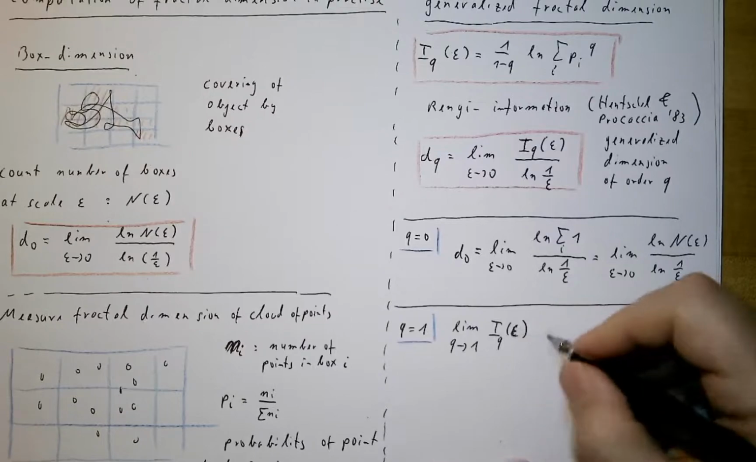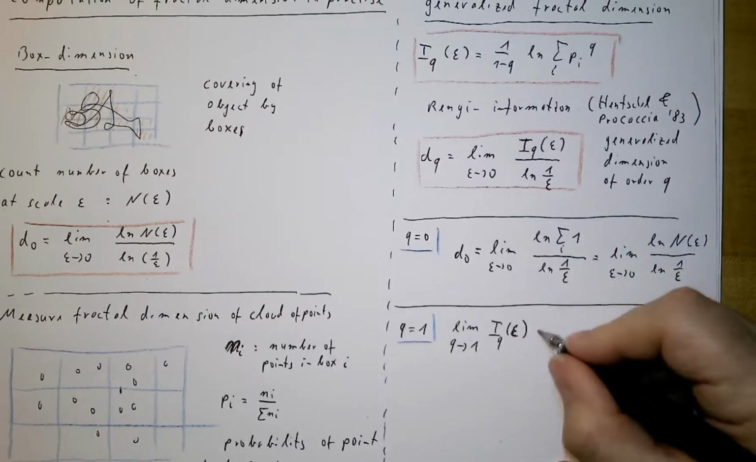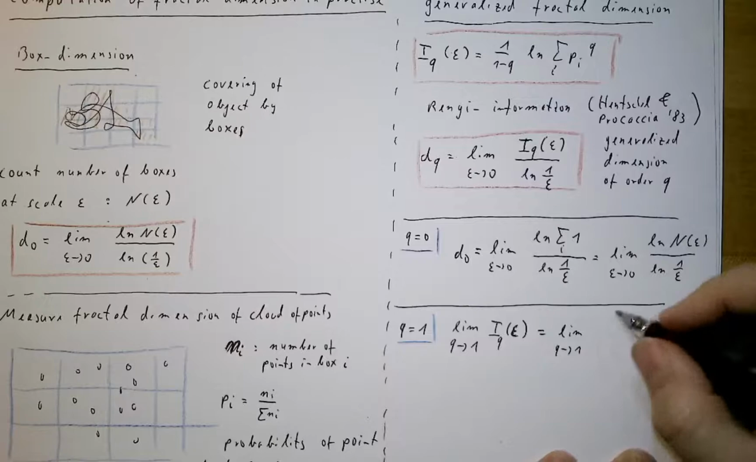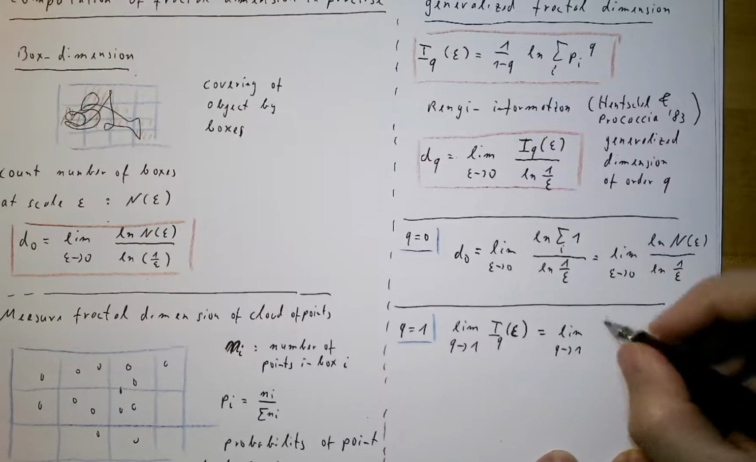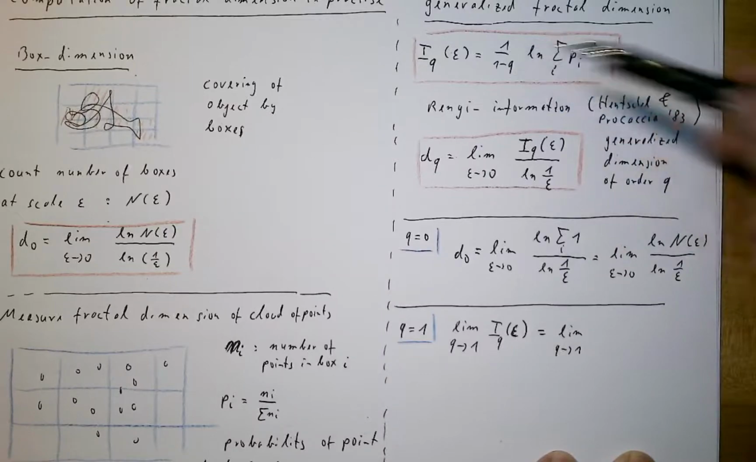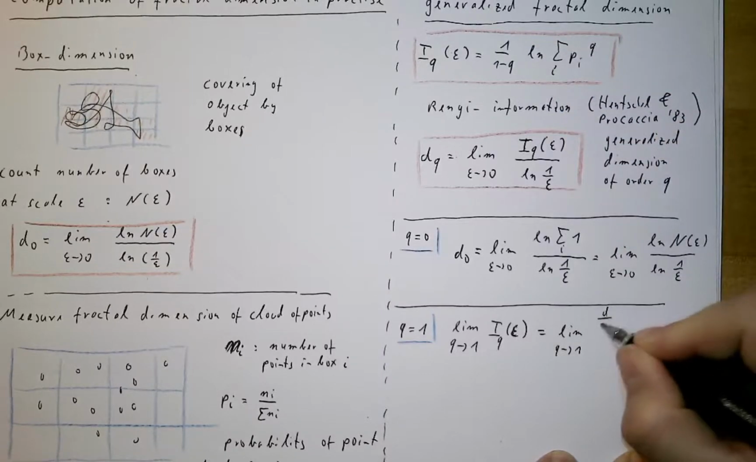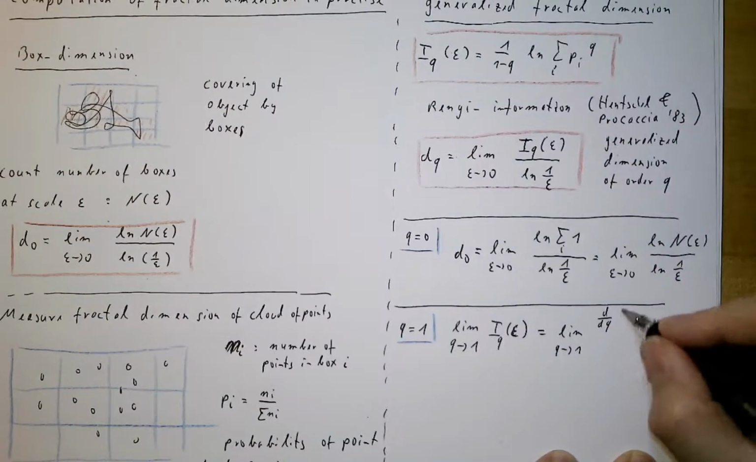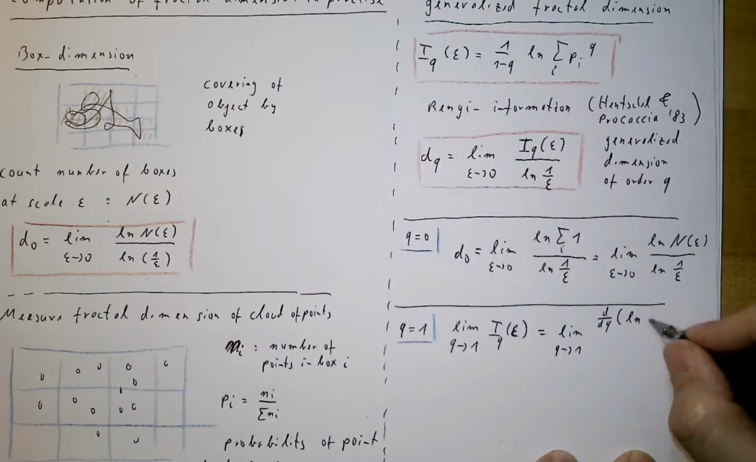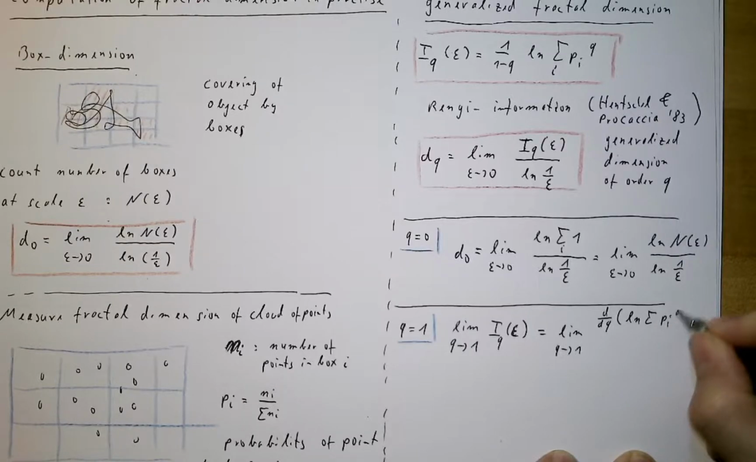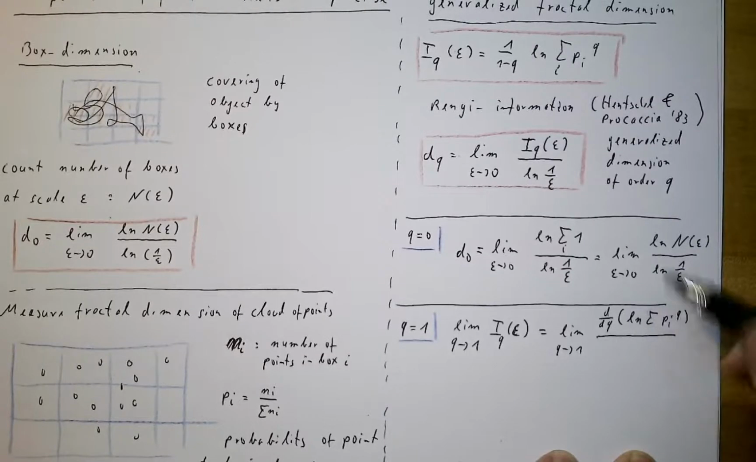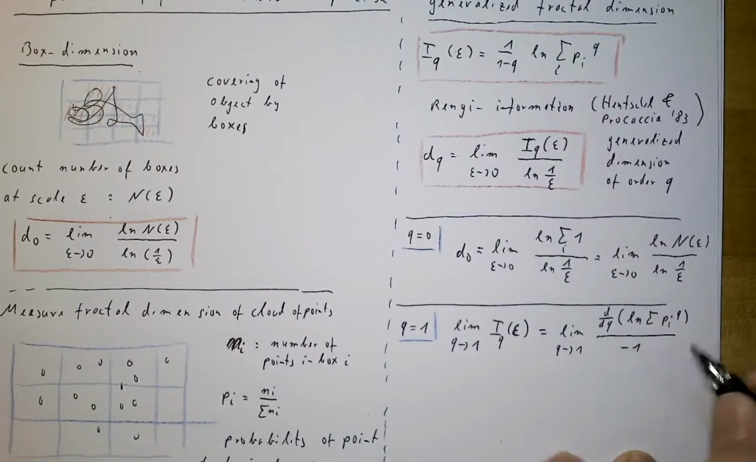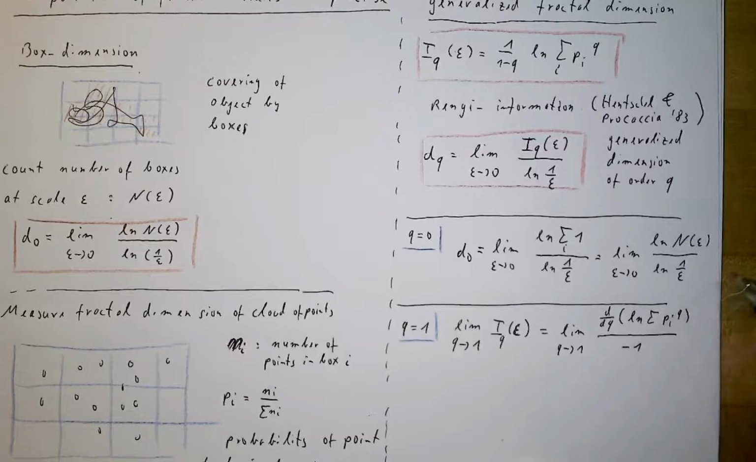And now we can take the L'Hopital rule. So we take the limes q goes to 1, and so we take the derivatives of this fraction. So we take d over dq of the logarithm of the sum pi to power q, divided by d over dq of 1 minus q, which is minus 1. So what we use here is the L'Hopital rule.